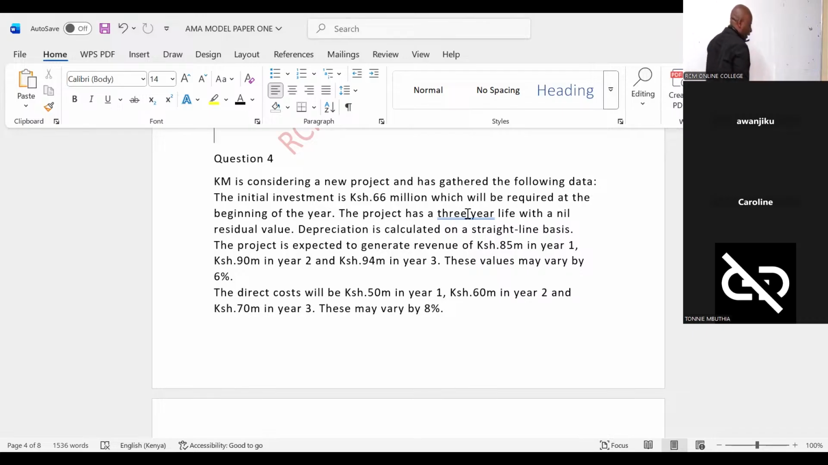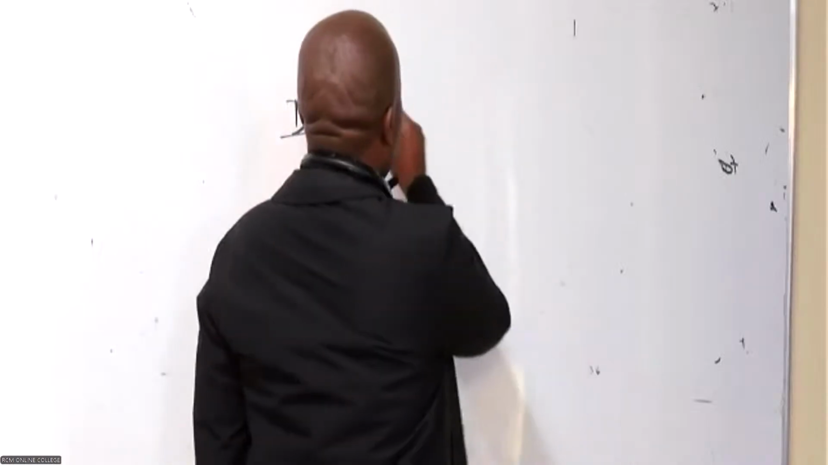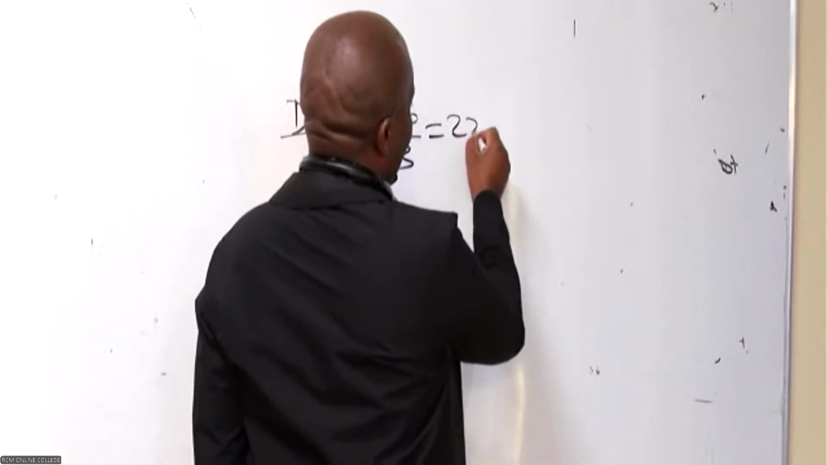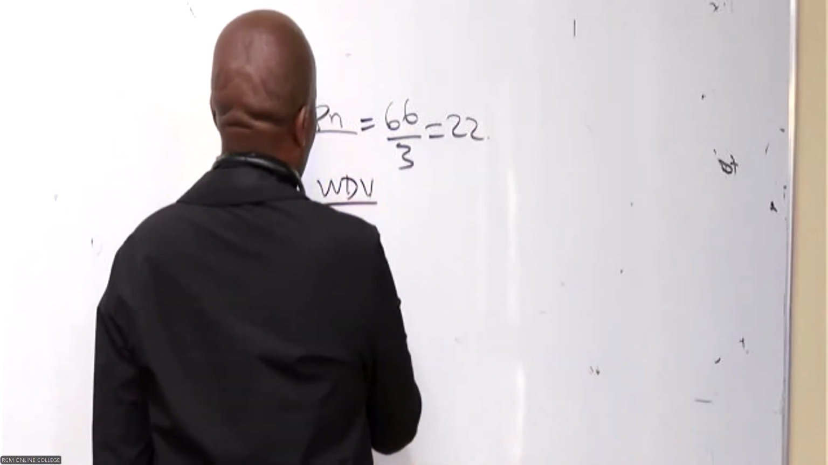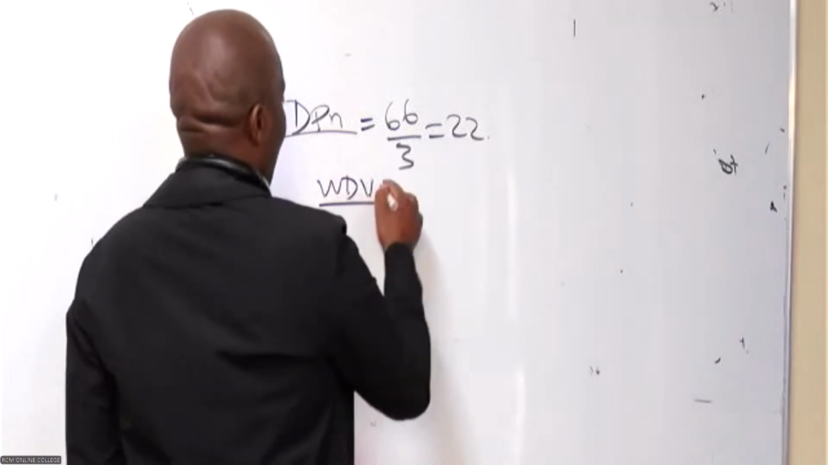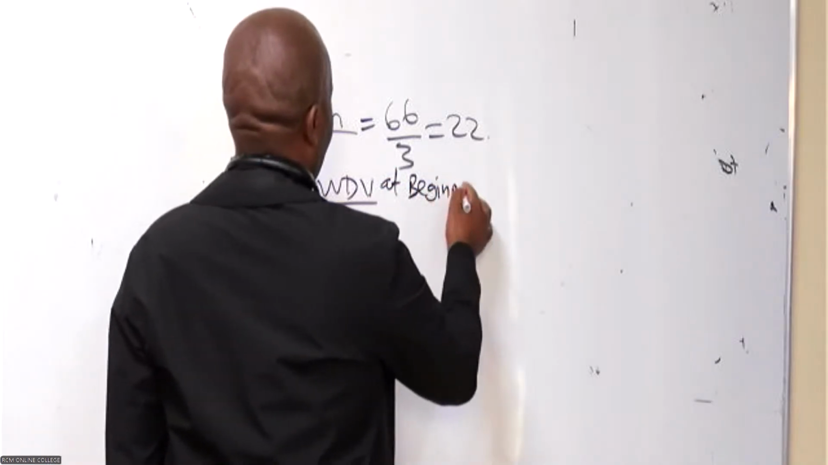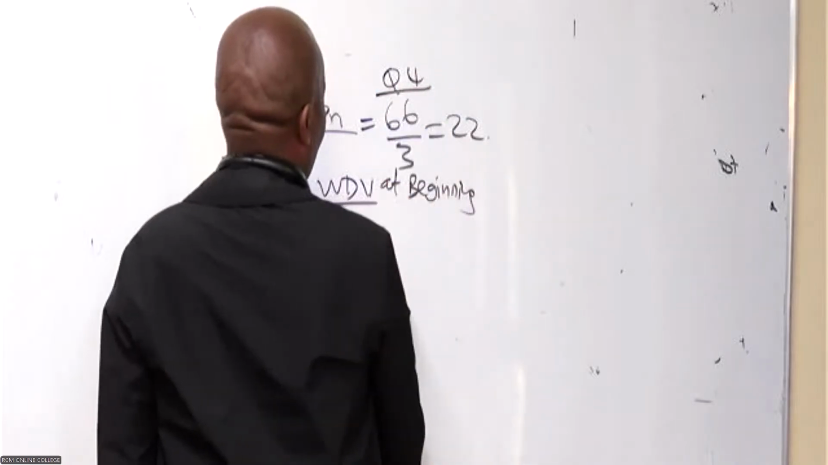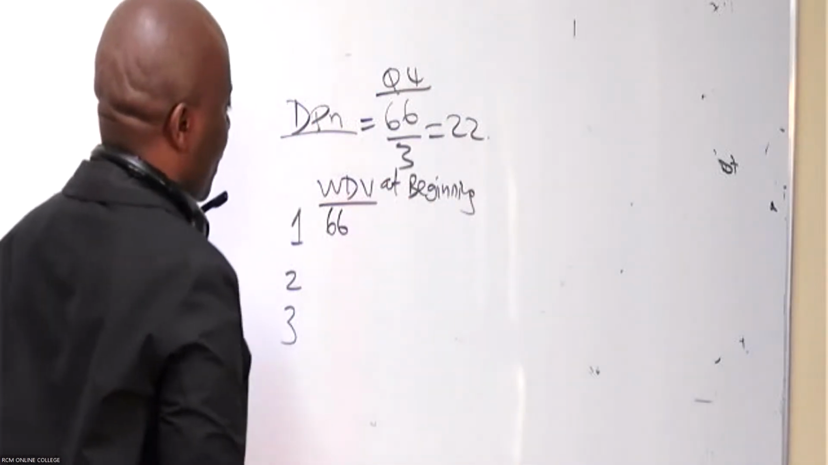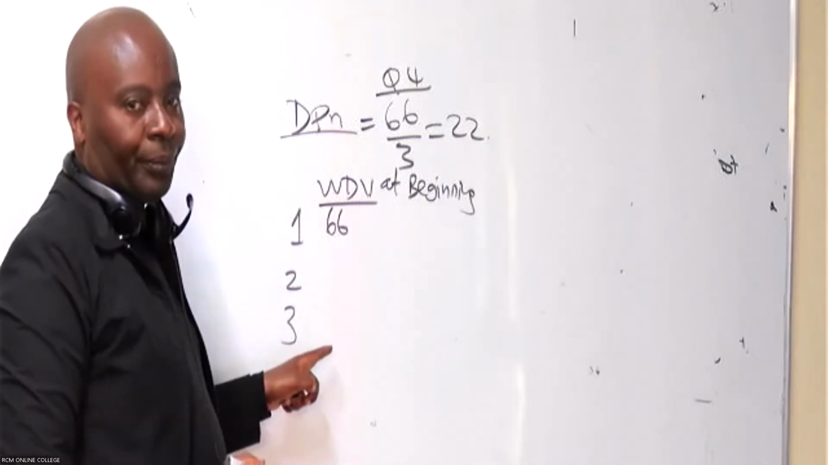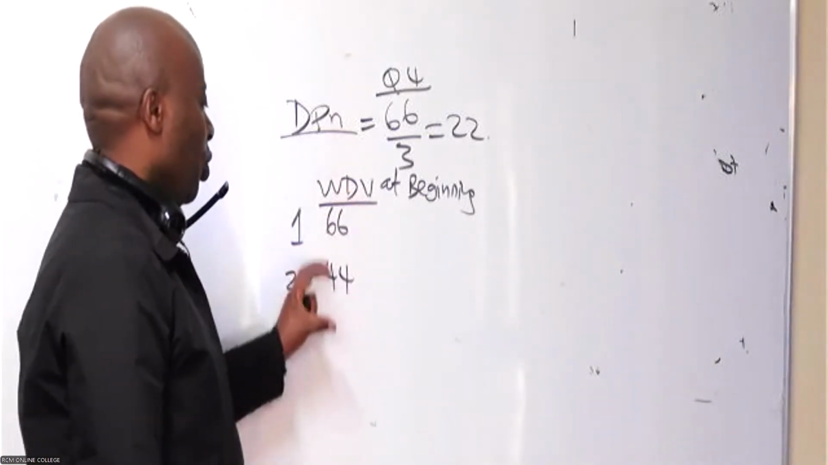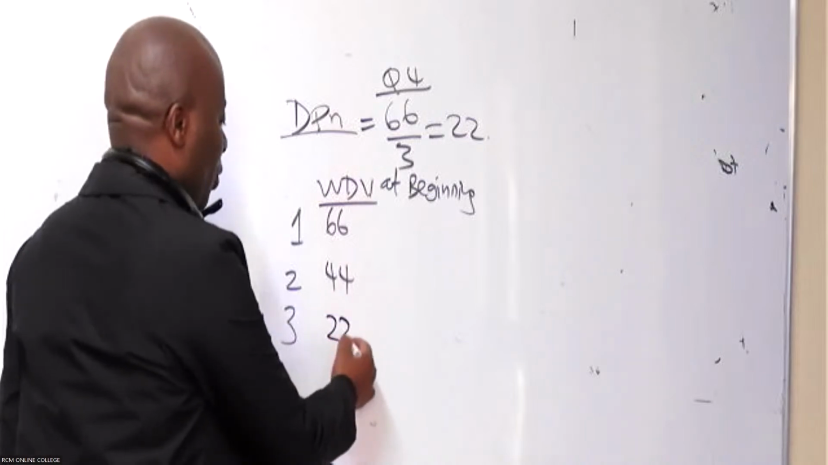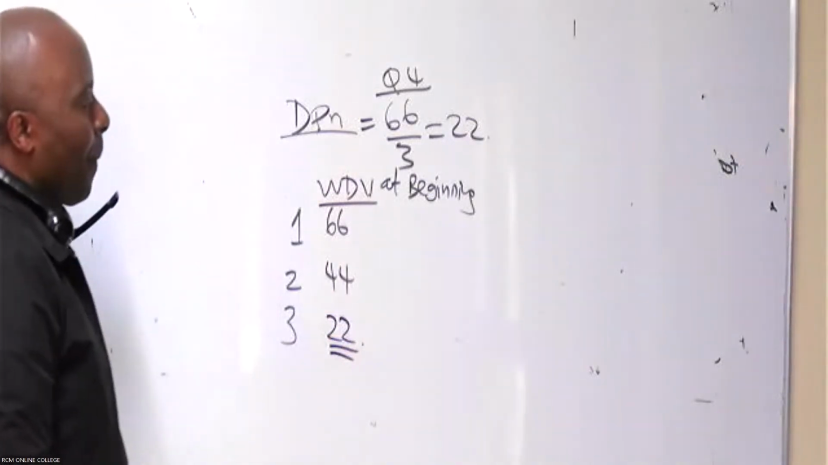So straight line basis, and no scrap value. So basically it will be 66 divided by 3, which gives us 22. And then you can go ahead and give us the written down values for each of those 3 years, at the beginning. So at the beginning of year 1, 66. The whole year it loses 22. So we come to year 2, then we are beginning at 44. The whole of year 2, it loses 22. Then the beginning of year 3 will be 22.